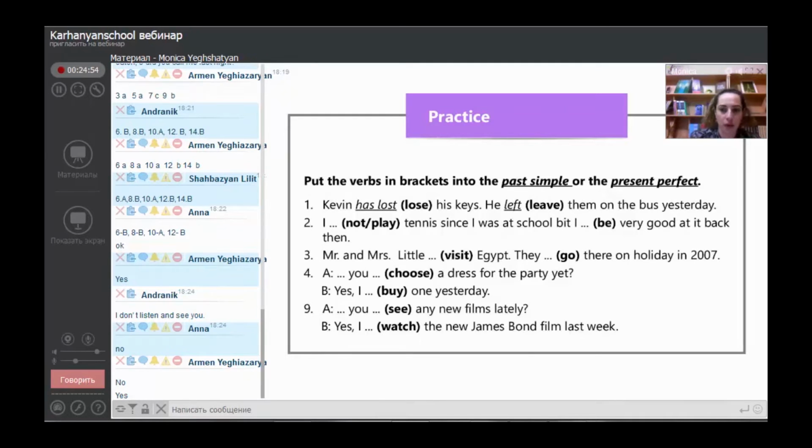Now we have another exercise. We're going just to open the brackets and write the verbs in the correct form, in the past simple or present perfect. I hope you see that there are two examples in each sentence, so it's better to write this way. First, Kevin has lost his keys. He left them on the bus yesterday. Please write down one, has lost, comma, left. And the second one, okay? It will be easier to check. So let's start.